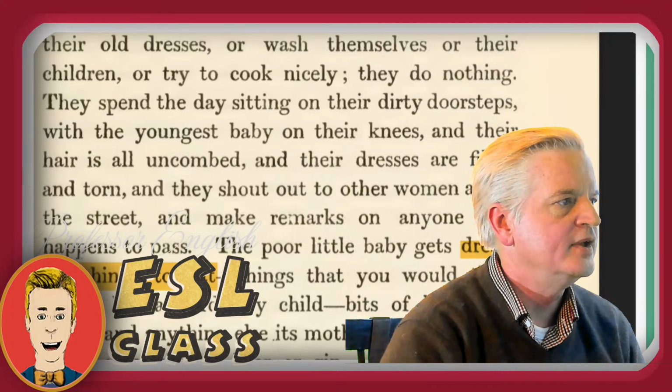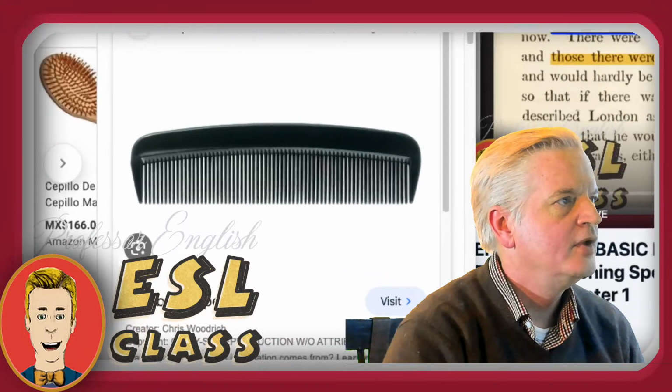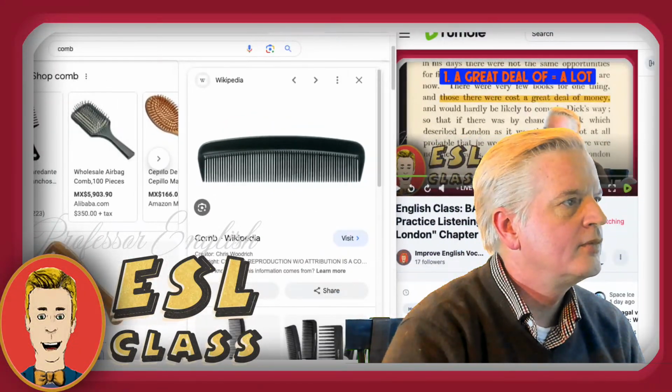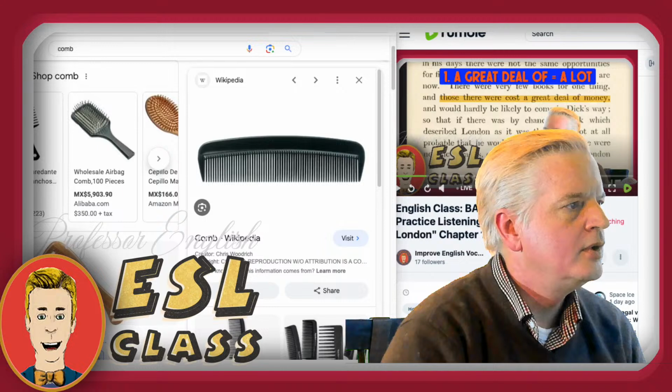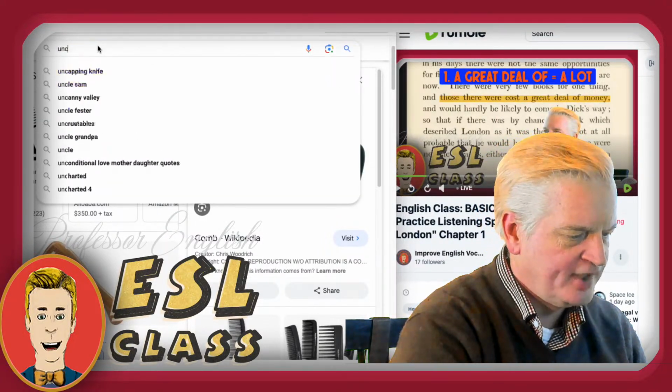This is what a comb is. That's a comb. So now let's take a look at uncombed hair. Then it will make sense to you.